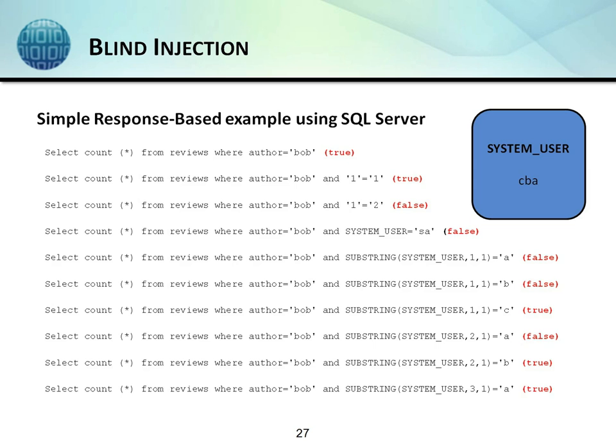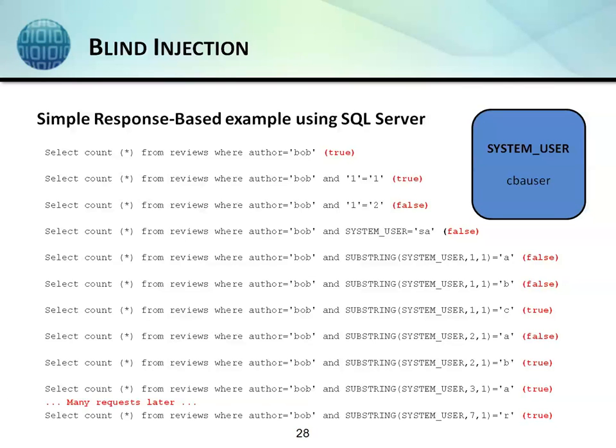Start again on the third character, and so on and so forth, until you've worked through all the characters of system user, and then you've effectively enumerated the name of the database login. So you can use this technique to actually pull data out of the database. I just used a simple example here of enumerating the name of the database login. There's also more efficient ways of extracting or figuring out this information.